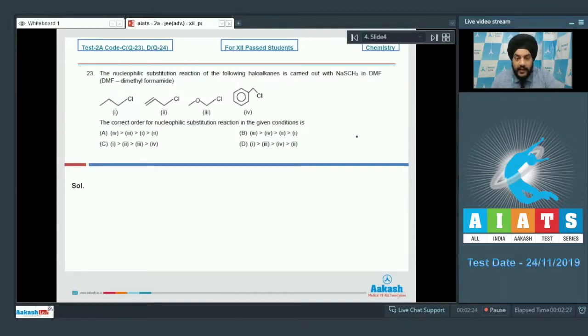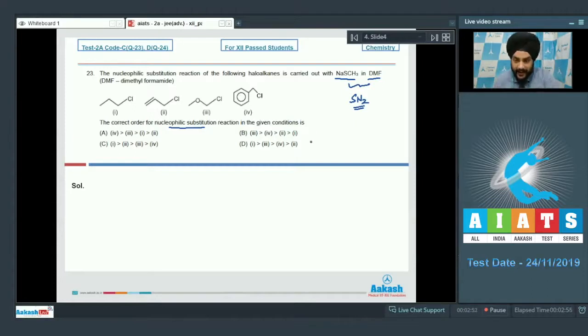Question number 23. The nucleophilic substitution reaction of the following haloalkanes is carried out with NaSCH3 in DMF. So students, the examiner seems to be interested in the SN2 mechanism, looking at the strength of the nucleophile and the polar aprotic solvent which the examiner has taken in the reaction. So 4 different substrates have been given to us. We have to comment on the correct order of the nucleophilic substitution reaction in the given conditions.